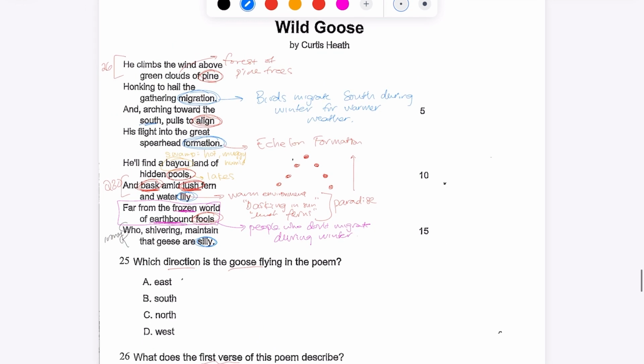All right, so for 25, which direction is the goose flying in the poem? Here, you can take a look at line 6. The goose is flying south. And that's for hibernation. Or, excuse me, not hibernation, for migration.